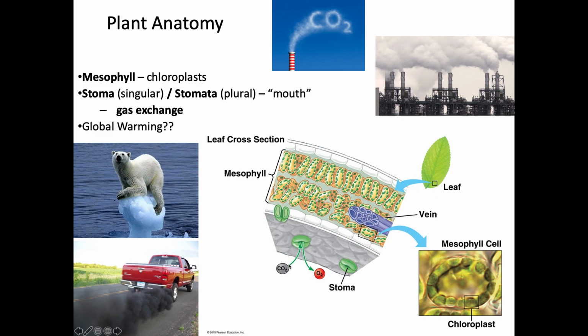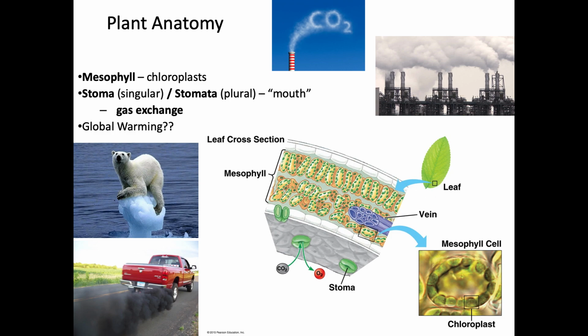Sometimes it may be easy to confuse which gas goes in and out, but as long as you know that carbon dioxide is what plants love, and the oxygen that they make is what we love. And then what does this all have to do with global warming?